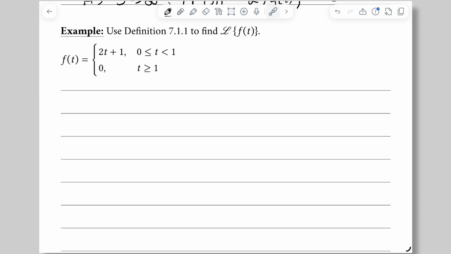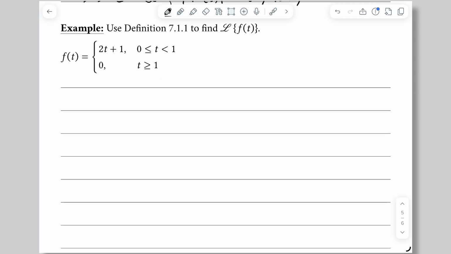We saw some formulas in a previous video for finding Laplace transforms of a small library of functions. What they didn't give us was how to find the Laplace transform of a piecewise defined function. Here we have f of t is equal to 2t plus 1 for t between 0 and 1, inclusive at 0, and it's 0 when t is greater than or equal to 1.